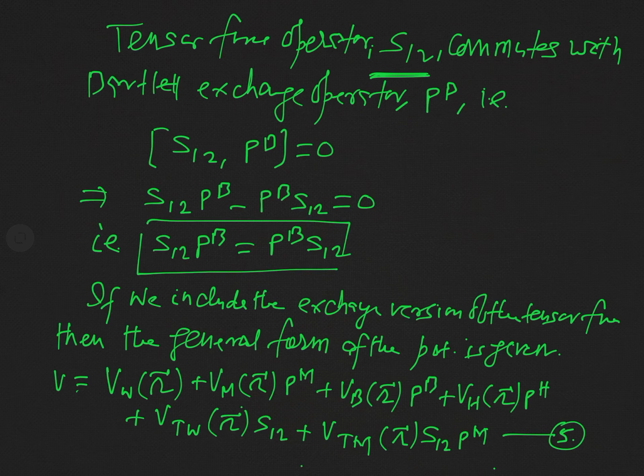Say this is equation 5. In this equation you can see up to this term the equation is same as equation 4. Now what are these two potentials, VTW and VTM? Actually these are not pure potential but a mixture of two potentials.